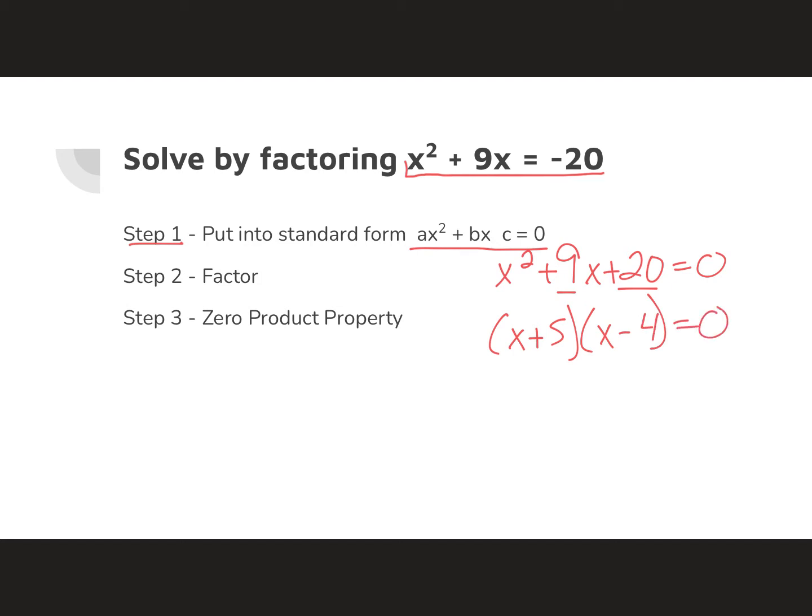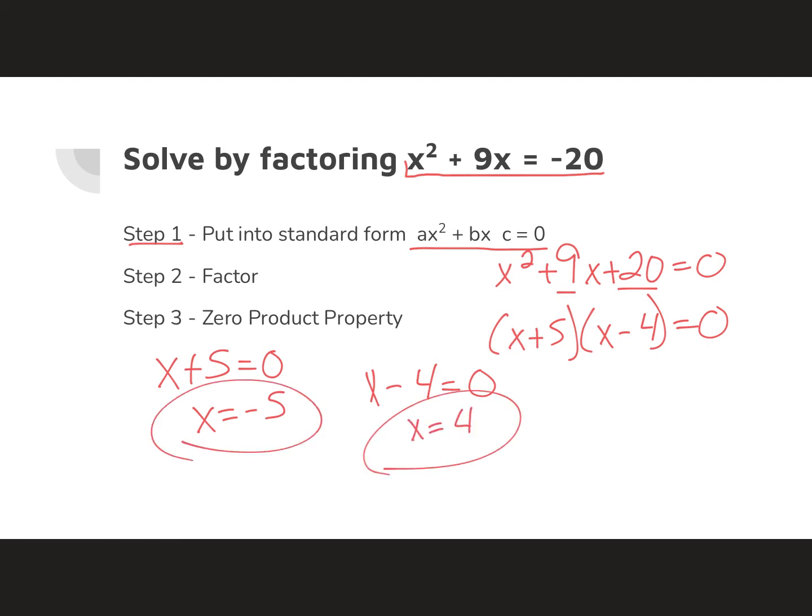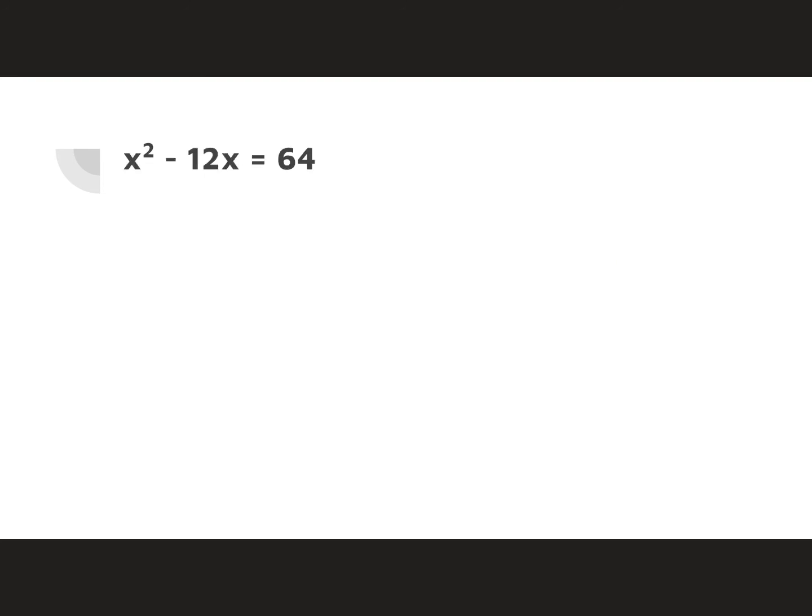Next, I'm going to use my zero product property. So that says if x plus 5 times x plus 4 equals 0, that means either x plus 5 equals 0 or x plus 4 equals 0. Well, if x plus 5 equals 0, then x is -5. If x plus 4 equals 0, x is -4. So there's my two values. Again, nice and easy. Let's try another one.